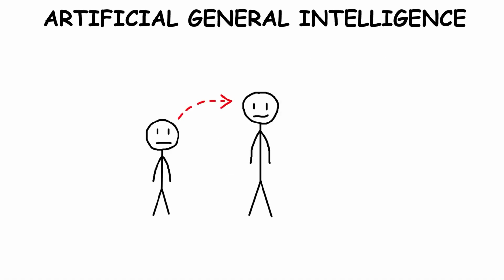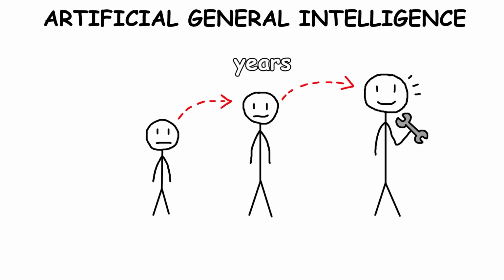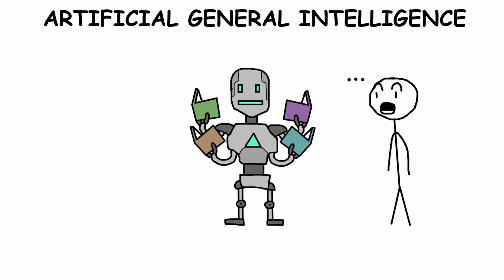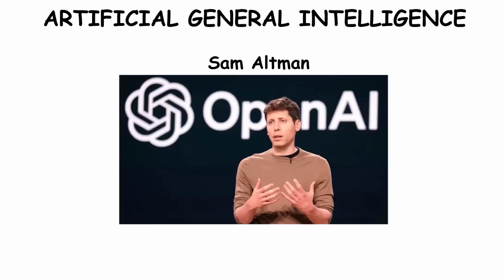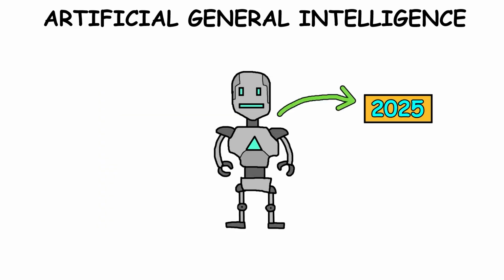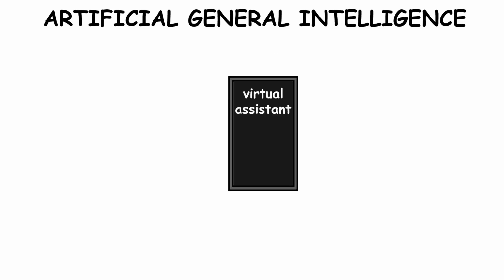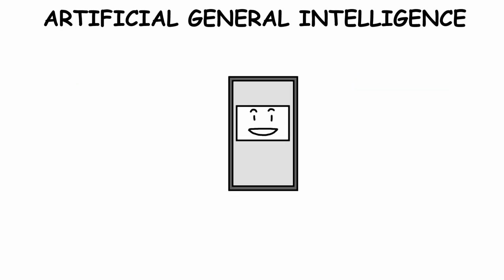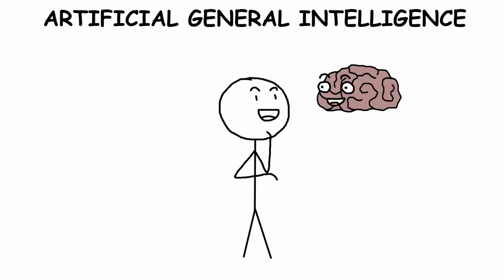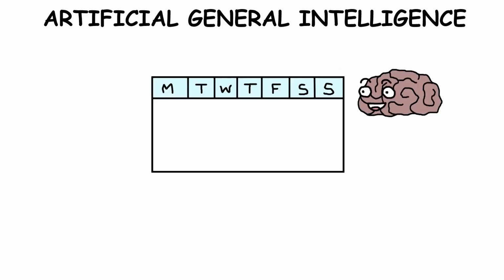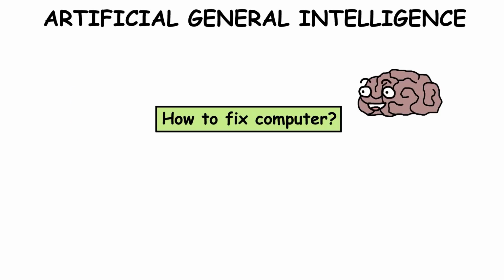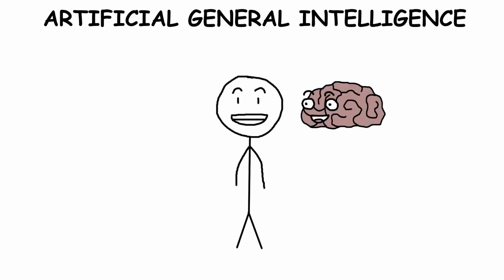The fact is that while it takes humans years to master new skills, AGI could do it thousands of times quicker. OpenAI's CEO, Sam Altman, even suggested that AGI could arrive as soon as next year. In practical terms, AGI could turn virtual assistants like Siri or Alexa into genuinely smart helpers, almost like a second human brain that's always there when you need it. It could help plan your schedule, solve tough problems, or even give you life advice, acting like a personal assistant that knows you and your preferences.